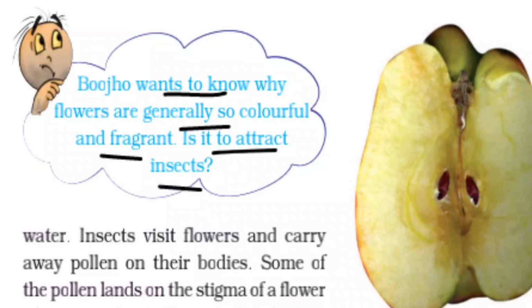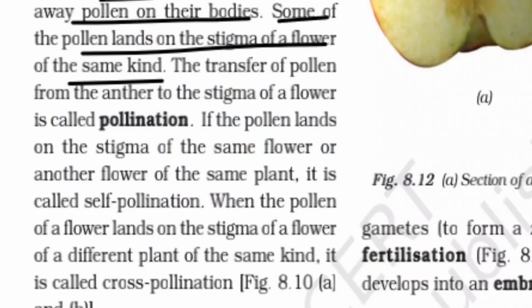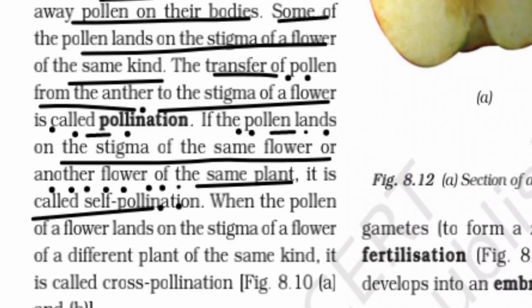Insects visit flowers and carry away pollen on their bodies. Some of the pollen lands on the stigma of a flower of the same kind. Transfer of the pollen from the anther to the stigma of a flower is called pollination. If pollen lands on the stigma of the same flower or another flower of the same plant, it is called self-pollination.